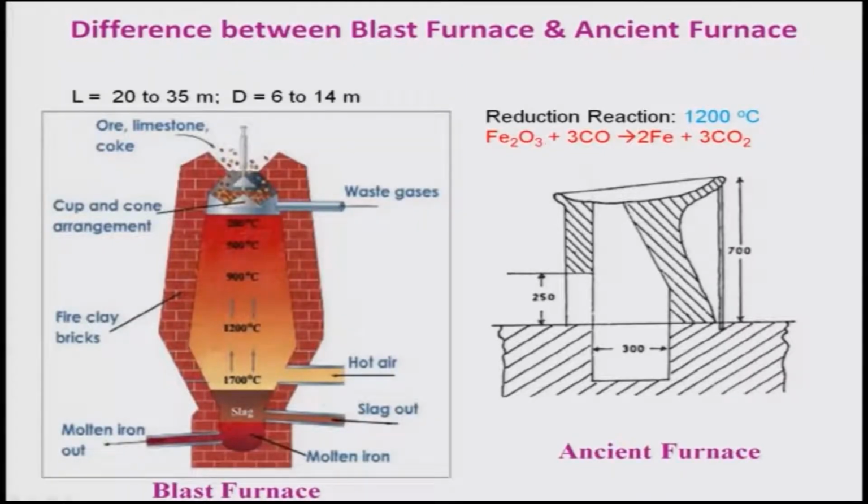Fe2O3 will be reacting with carbon monoxide, getting into iron and carbon dioxide. And if you compare the ancient furnace and the blast furnace, the blast furnace is quite complex, and nobody can really change it that quickly because it is so huge. Whereas anybody can change this small furnace and innovate a lot of things. And this is a lower temperature, therefore being used.